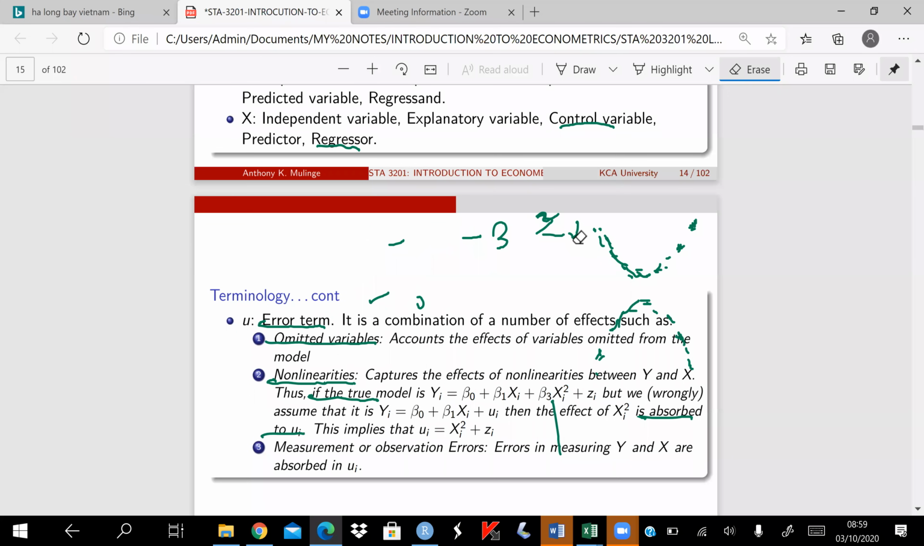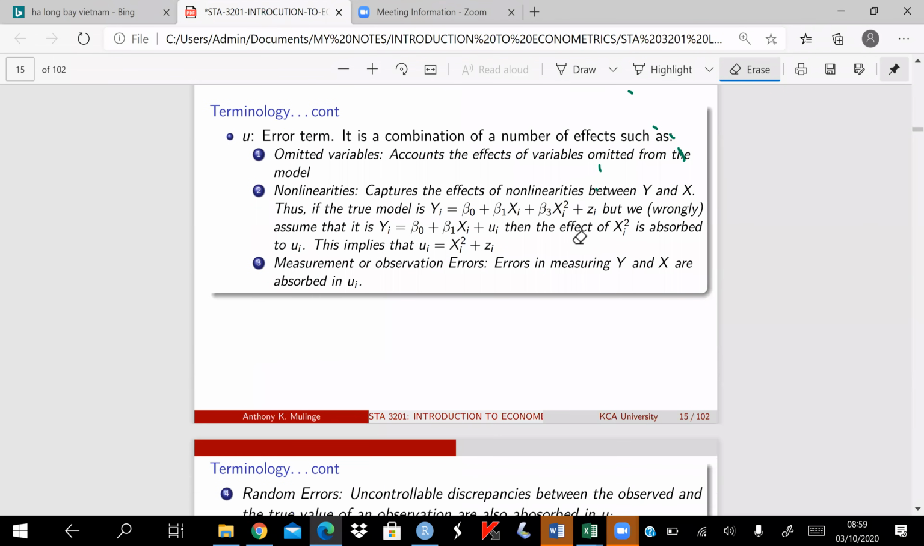Remember we said that the data that we use here is observational data. Now, data which is observational is not controlled for measurement and observational errors. So you can get errors because of the tools that we're using to measure the variables in question. So the inaccuracy of the tools that we're using to capture the data will bring about what we call the measurement errors or the observational errors. So all those inconsistencies of the observed data from the true values are also captured under the error term.